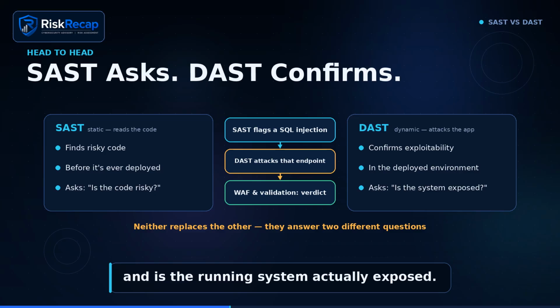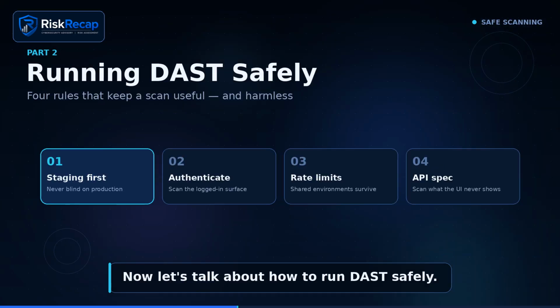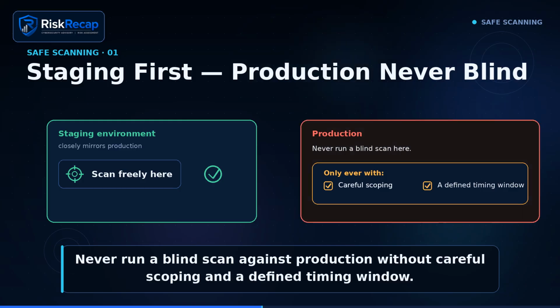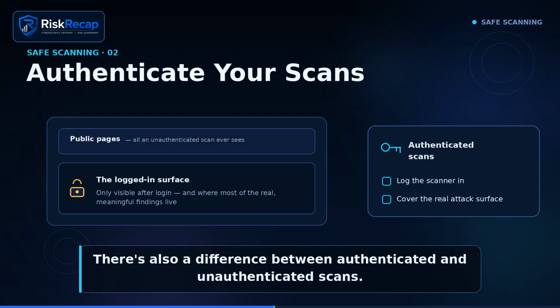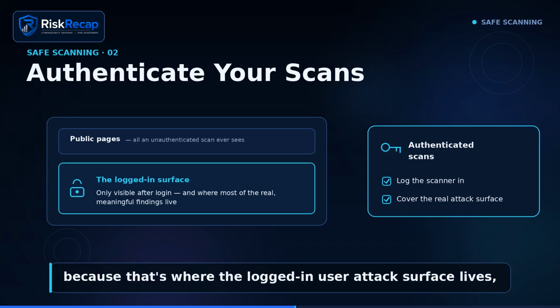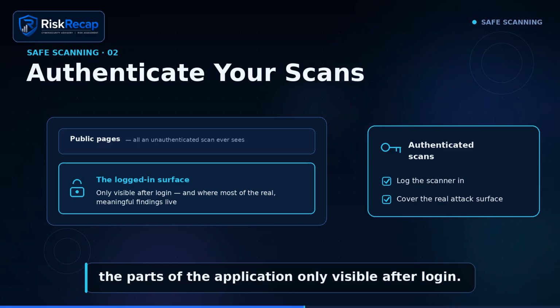Now let's talk about how to run DAST safely. Always run scans against a staging or test environment that closely mirrors production. Never run a blind scan against production without careful scoping and a defined timing window. There's also a difference between authenticated and unauthenticated scans. Most of the real meaningful findings come from authenticated scans because that's where the logged in user attack surface lives. The parts of the application only visible after login.